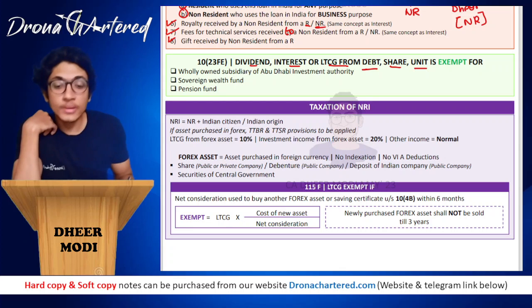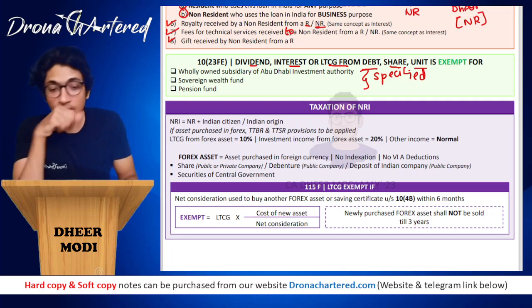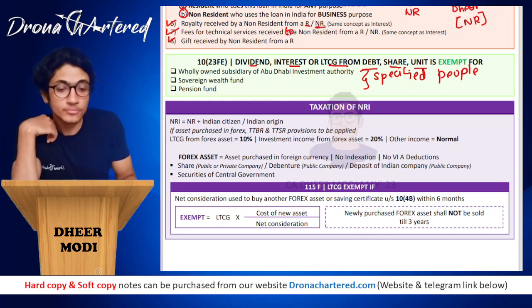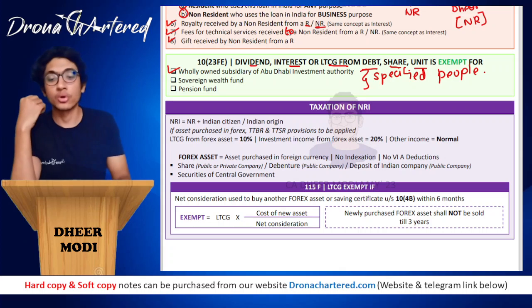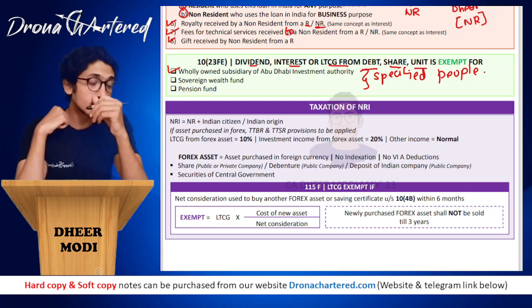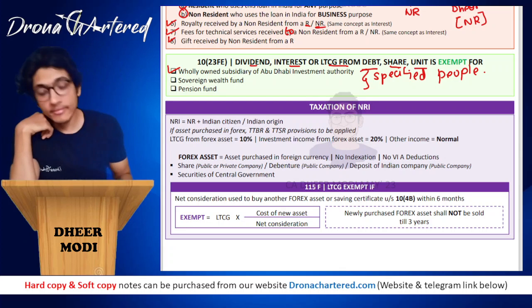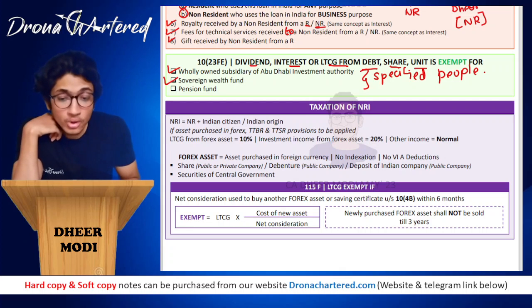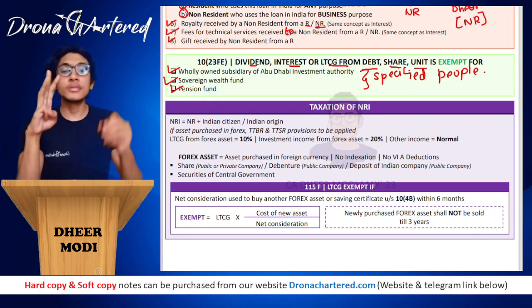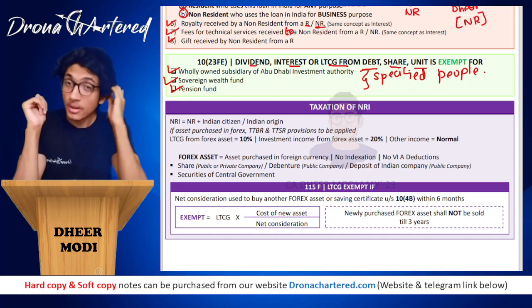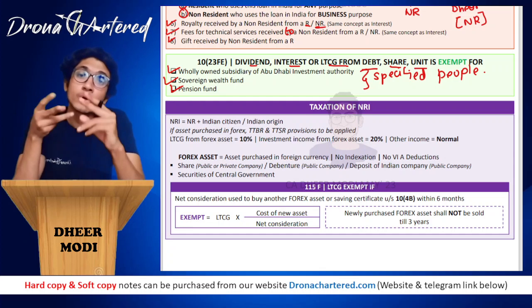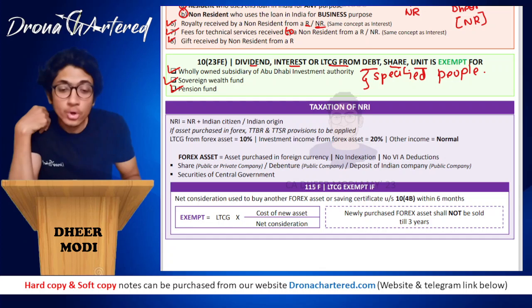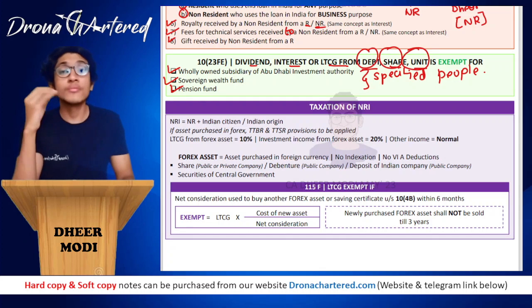Now, who are these specified people? These three people are your specified people. That means it will be exempt to these people. Okay. First is the wholly owned subsidiary of Abu Dhabi Investment Authority. Any wholly owned subsidiary of Abu Dhabi Investment Authority, it will be exempt for them. Sovereign wealth fund and pension fund. So for these three specified people, it will be exempt. What will be exempt? Dividend, interest, and LTCG. Your LTCG on debt, share, unit. All of this is exempt.